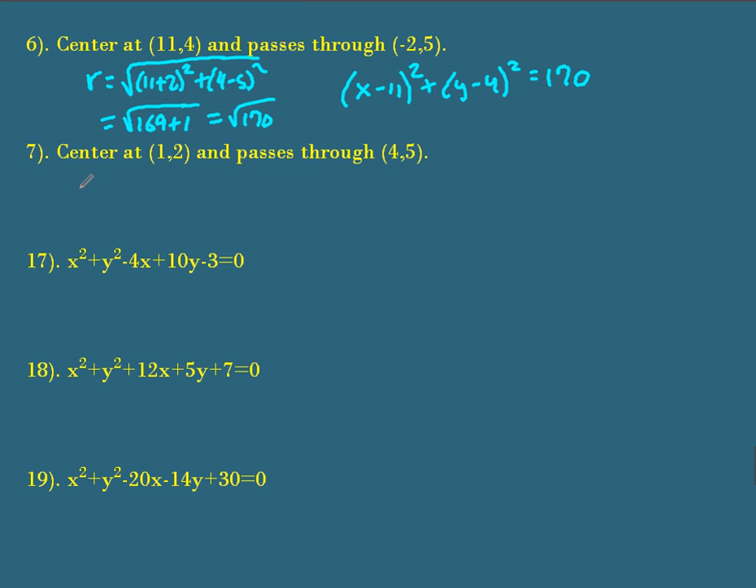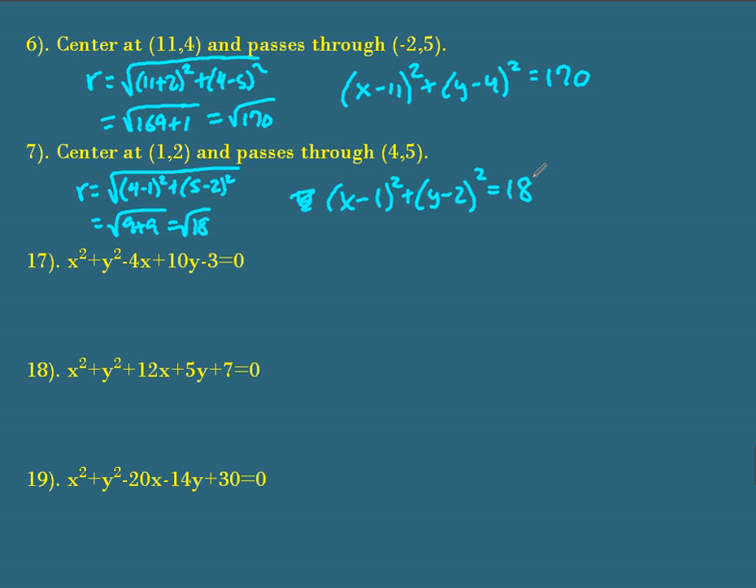For number 7, same idea, radius equals, we're going to subtract the x's, square them, and subtract the y's and square them. So in this one I'm going to have 3 and 3, so the square root of 9 plus 9, which is the square root of 18. So it'll be x minus 1 squared, y minus 2 squared will equal 18.